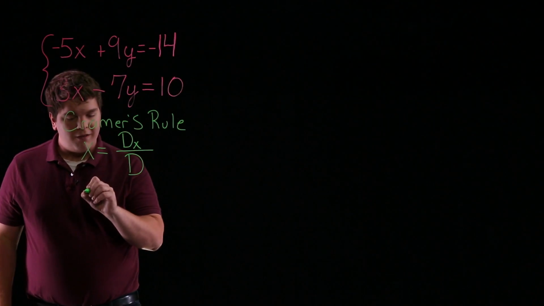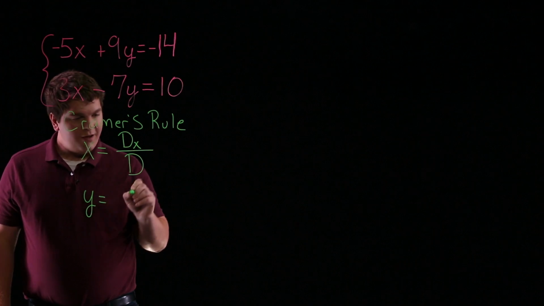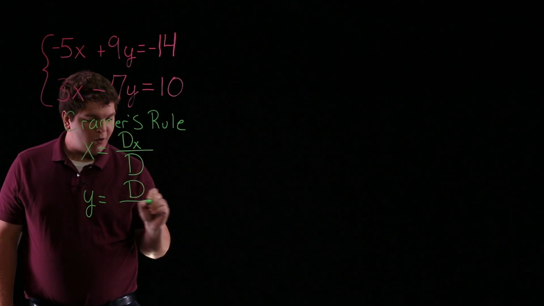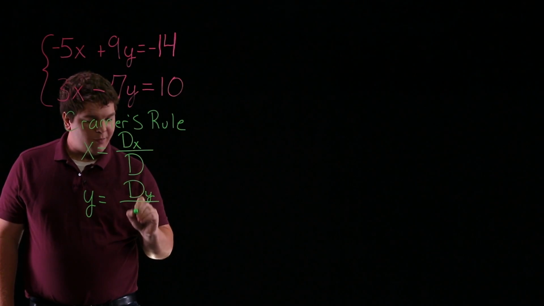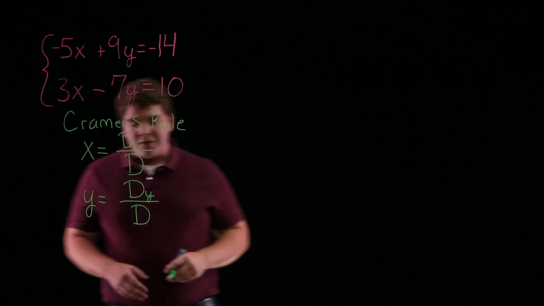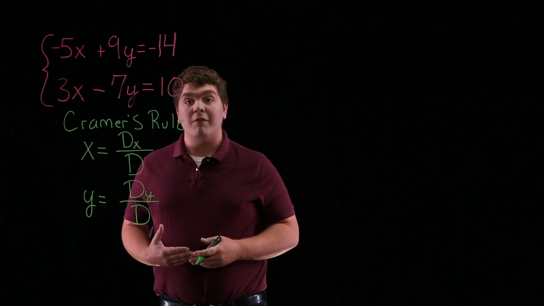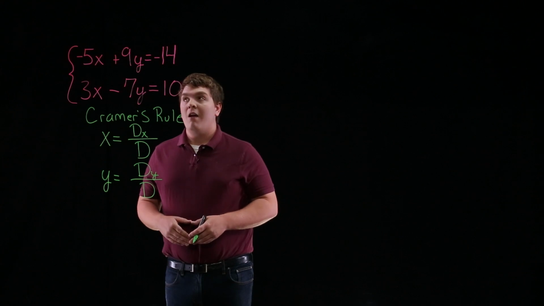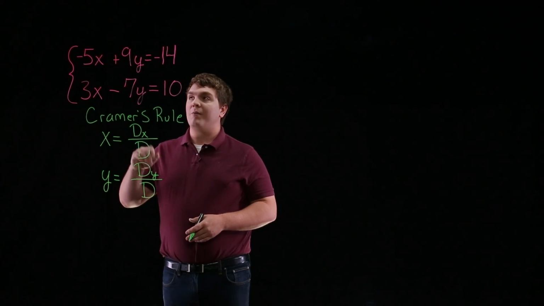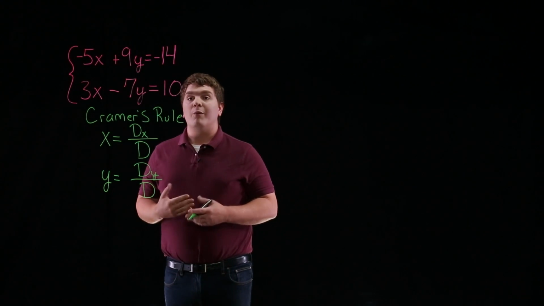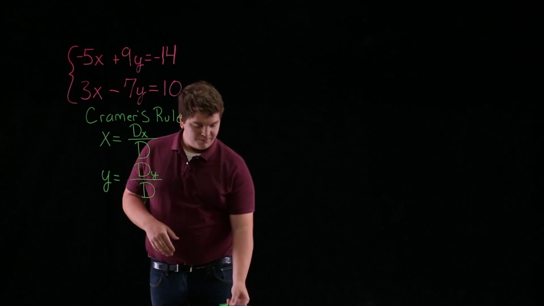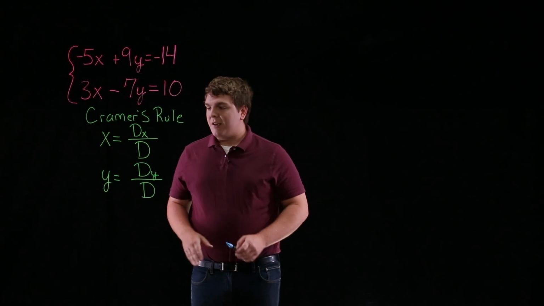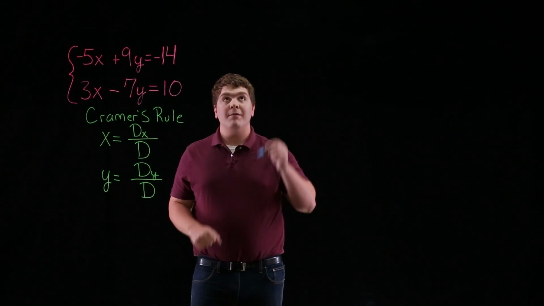And we also have that y is equal to d sub y divided by d, where d again is the determinant of our coefficient matrix, and d sub y is the determinant of the matrix we obtain by replacing the coefficients of the variable y with our constant matrix. So let's begin by finding d.